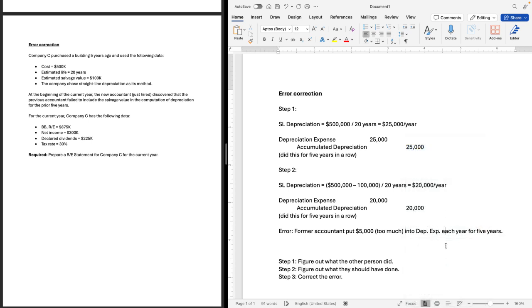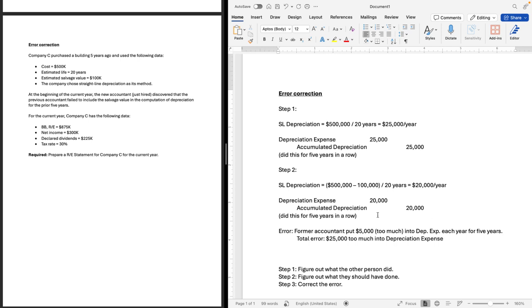Okay. So the total error was 25,000 too much into depreciation expense and accumulated depreciation. Okay, so both of those accounts are too big. The total error was the former accountant put $25,000 too much into depreciation expense over the course of the 5 years. So $5,000 extra every year for 5 years is a $25,000 error.